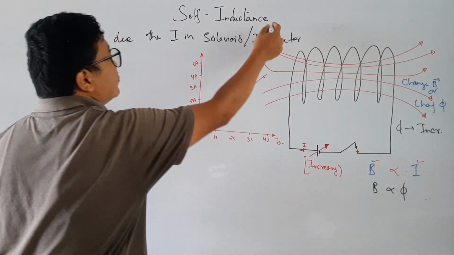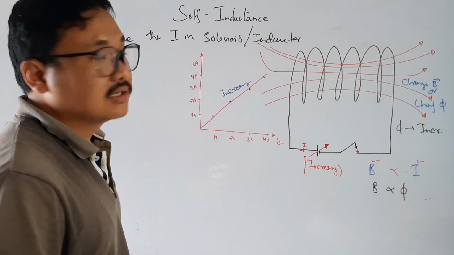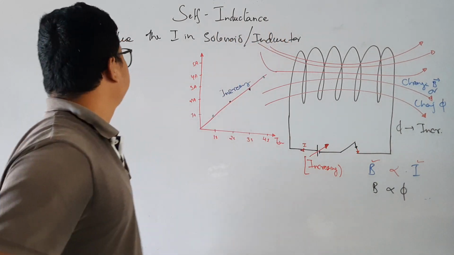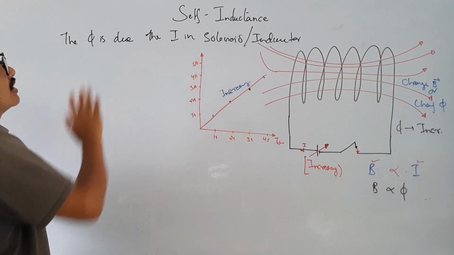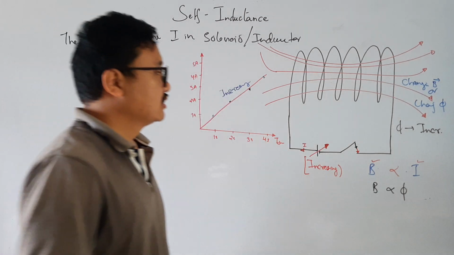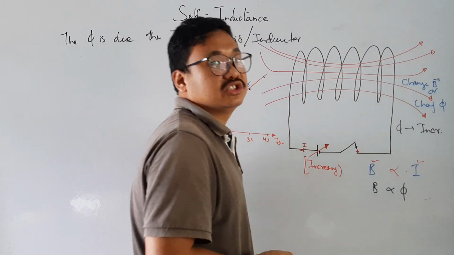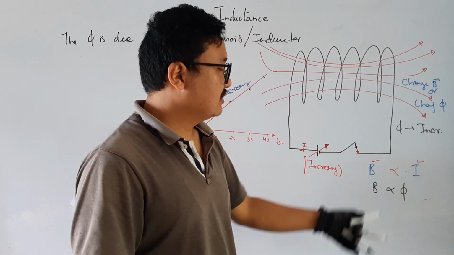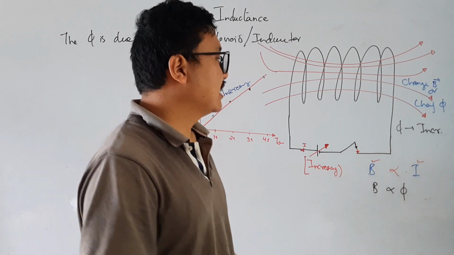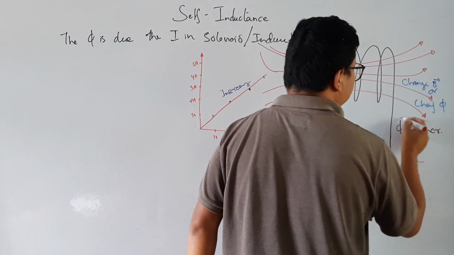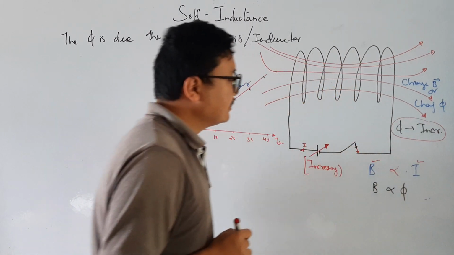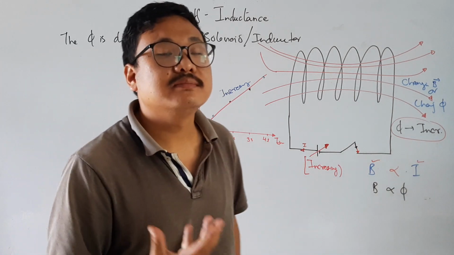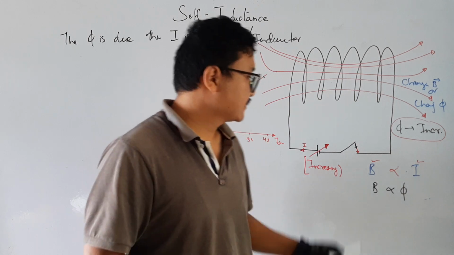This can be termed an inductor also. For this I will make another video on why it is called an inductor. So the phi is due to the I in the solenoid. So I is changing. If there is changing current, then there is changing magnetic field. If there is changing magnetic field, then there is changing flux. Here we have considered the increasing magnetic flux. Now if there is increasing magnetic flux, then there must be the current.